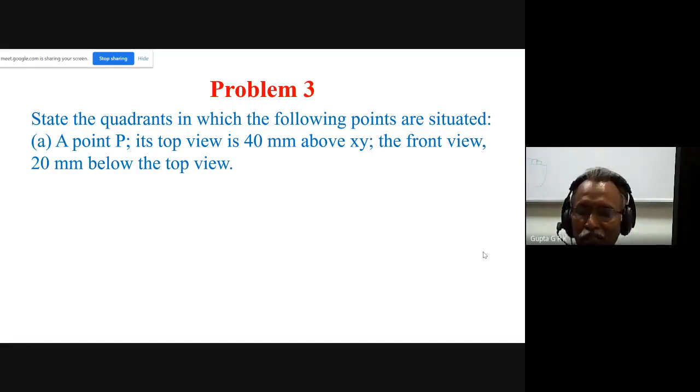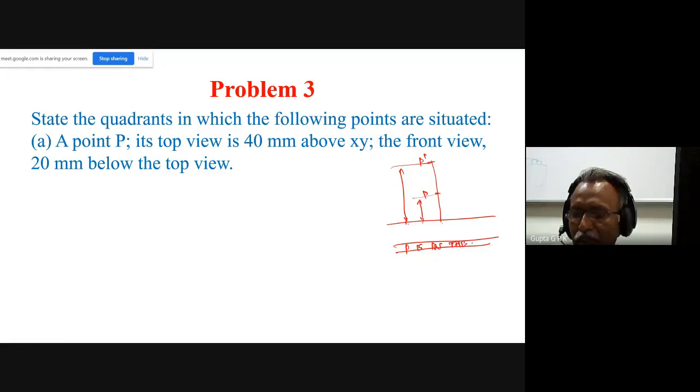So what you have to do is draw the XY line. You have to show like this. And this is the top view P dash, and this is P. You have to show here 20 and this as 40. Right? And you write here P is in the second quadrant. Like that, you have to write the answer. Whatever is asked, you have to show. Whatever is given, you have to show. Is it clear? You have to draw the projection and write the answer in guidelines. You have to print it.